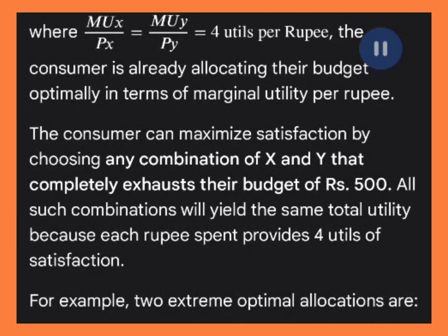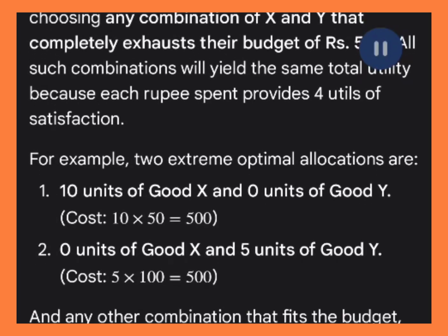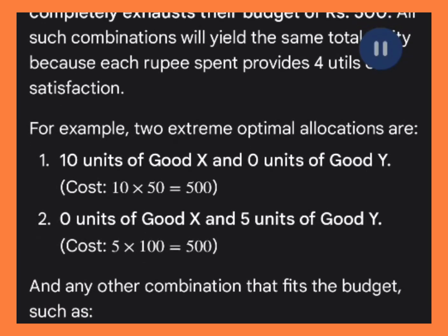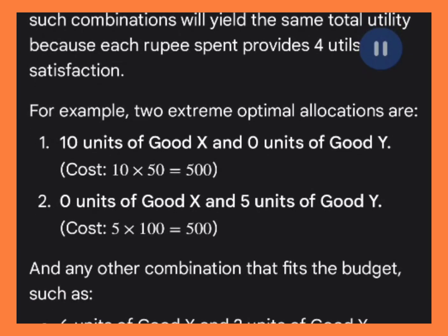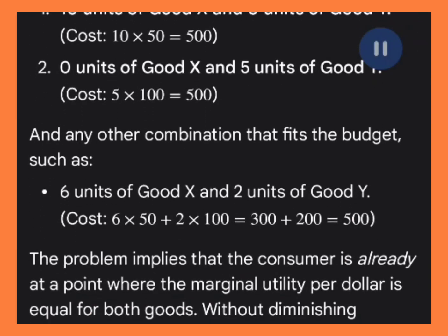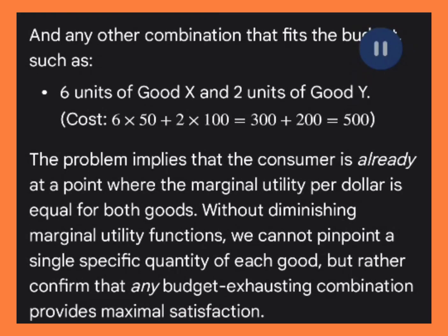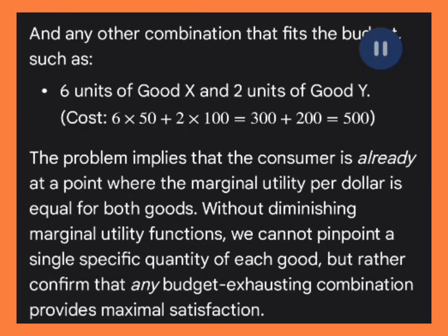For example, 2 extreme optimal allocations are: 1. 10 units of good X and 0 units of good Y. Cost: 10 times 50 equals 500. 2. 0 units of good X and 5 units of good Y. Cost: 5 times 100 equals 500. And any other combination that fits the budget, such as 6 units of good X and 2 units of good Y. Cost: 6 times 50 plus 2 times 100 equals 300 plus 200 equals 500.